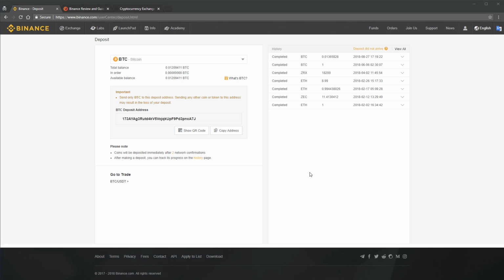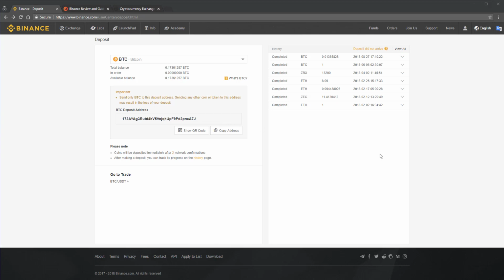Once you select the cryptocurrency that you want to deposit, you'll be given a deposit address. Be sure to only send that cryptocurrency to this address. So for example, when I select Bitcoin, don't send Ethereum or Bitcoin Cash, only send Bitcoin to this address. Now, I'm going to assume you know how to send a Bitcoin transaction, but if you don't, it's very straightforward. We have a tutorial that I'll put in the description below on how to send Bitcoin from Coinbase to Binance.